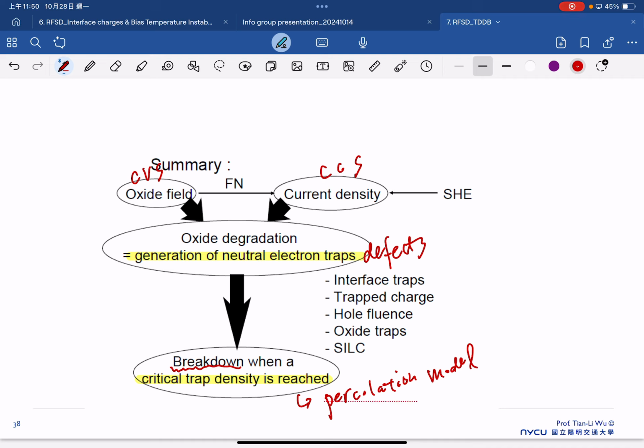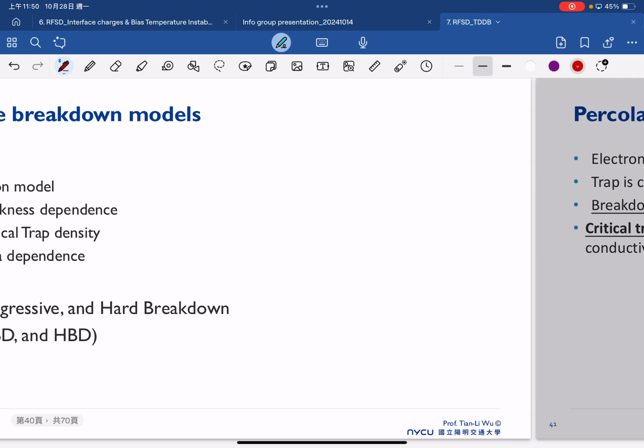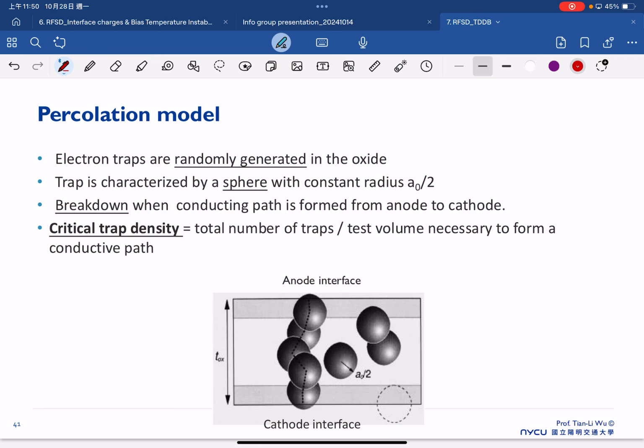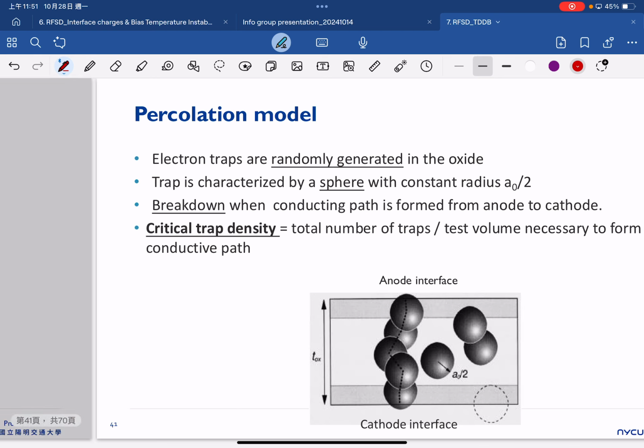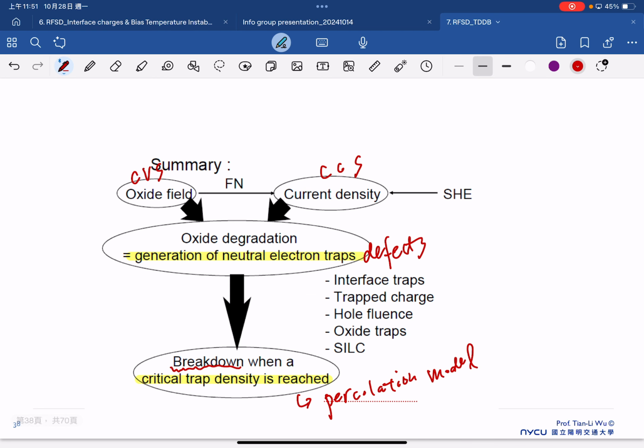So in the next week, we will start moving to the details. What is the percolation model? Ideally, the percolation model is here. That's why we show that the defects go through the dielectric in one electric path, and that is called the TDDB. And the first thought that led us to this idea is the critical trap density here.